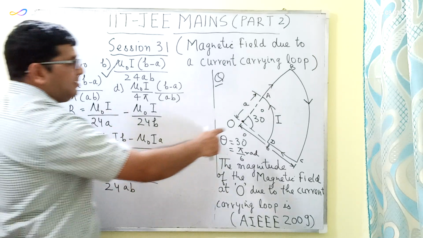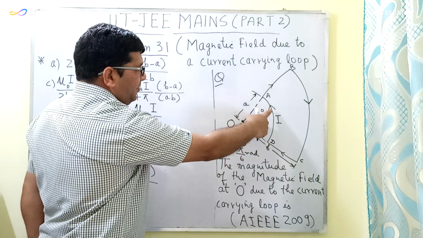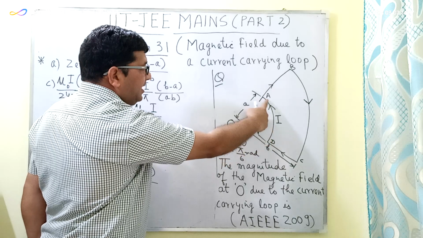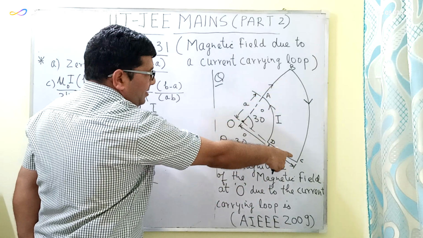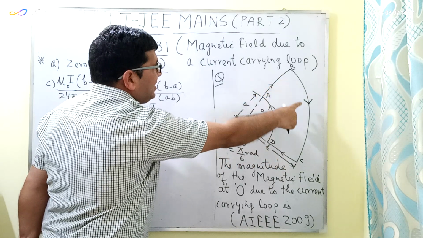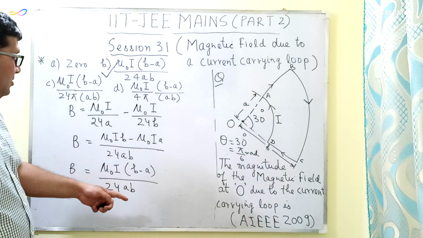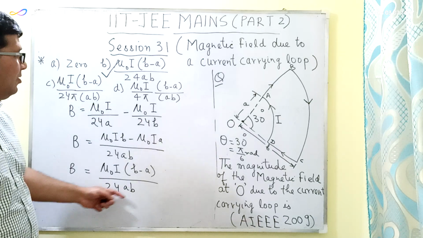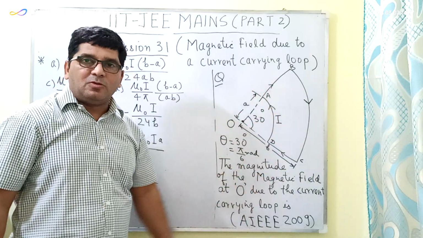If I have taken the magnetic field because of this current carrying arc AD as positive, then the magnitude of the magnetic field due to this current carrying arc, that is BC, will be taken as negative. So by using this concept, we were able to find the value of the magnetic field at this point O due to this current carrying loop.